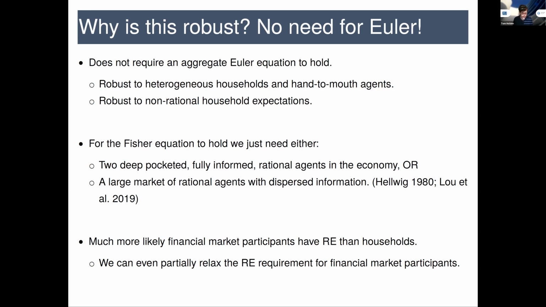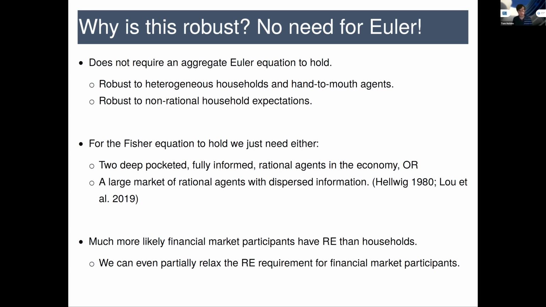So when does the Fisher equation hold? Well, as long as there are two deep-pocketed, fully informed rational agents in the economy trading with each other, that's enough to get a Fisher equation. Or maybe people are not fully informed, but there's a large market with dispersed information, that will also recover the Fisher equation. So we really don't need very much for the Fisher equation to hold.